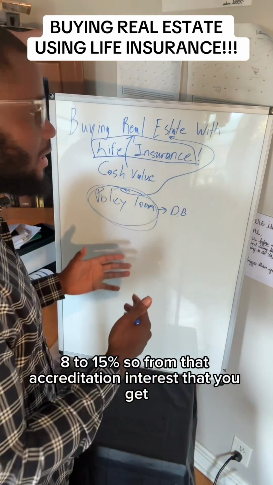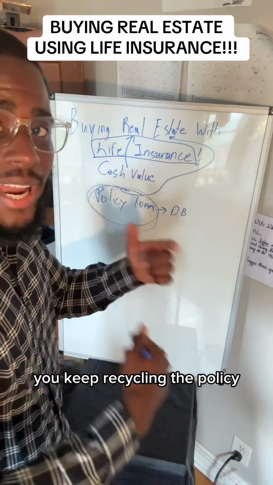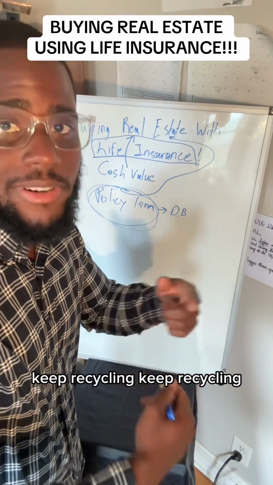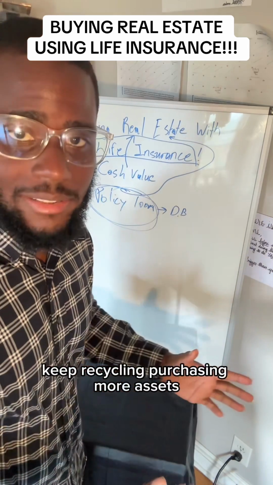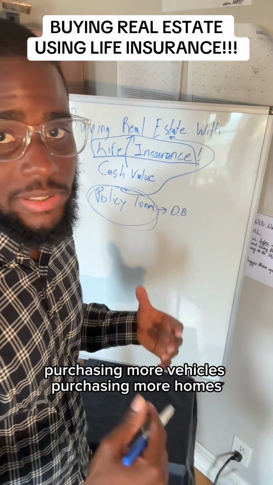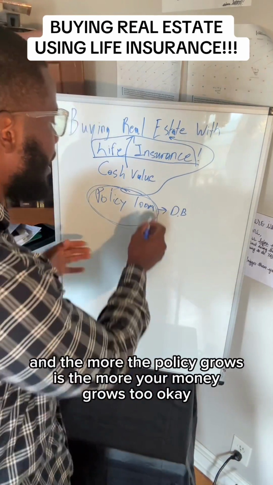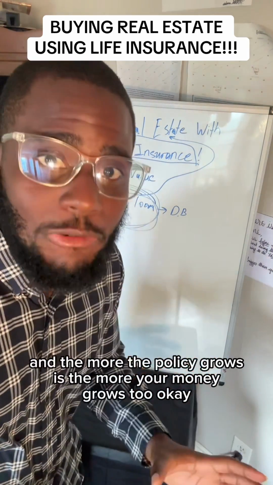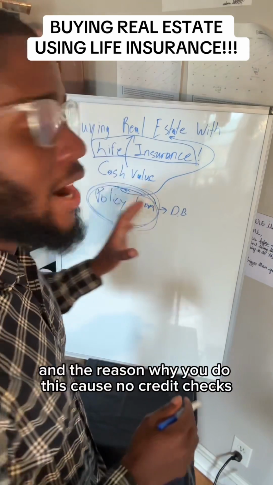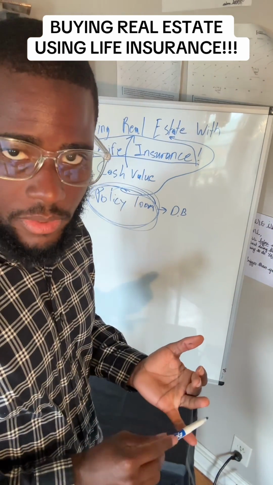From the credited interest you get, you keep recycling the policy, purchasing more assets, more vehicles, more homes. The reason you do that is because it grows the policy, and the more the policy grows, the more your money grows too. And the reason you do this is because there are no credit checks.